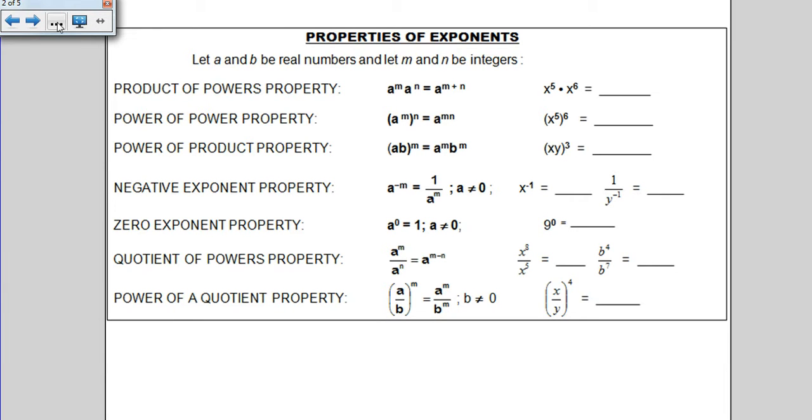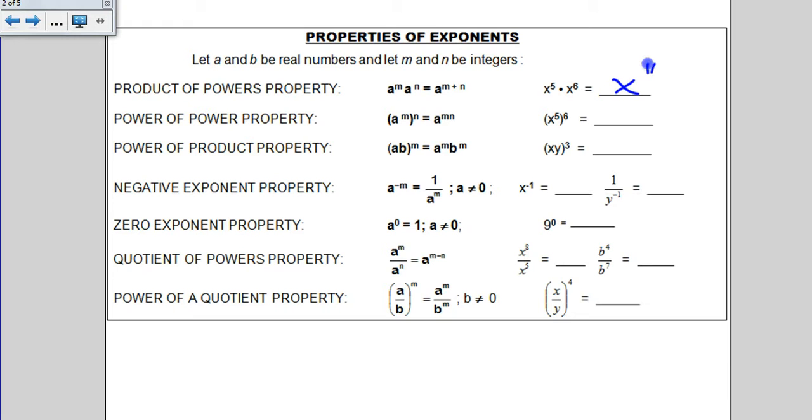So the first property is the product of powers. And it says that if you multiply a common base together, so in the generic case a and a, what you're supposed to do is add the exponents together. So when I look at x to the 5th times x to the 6th, if I add those together, I get x to the 11th.